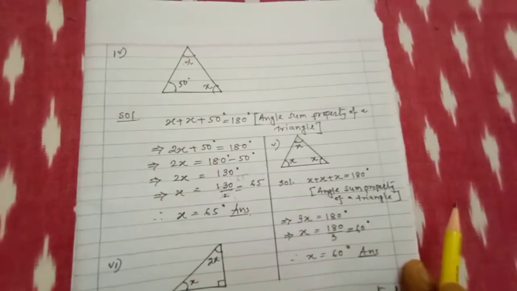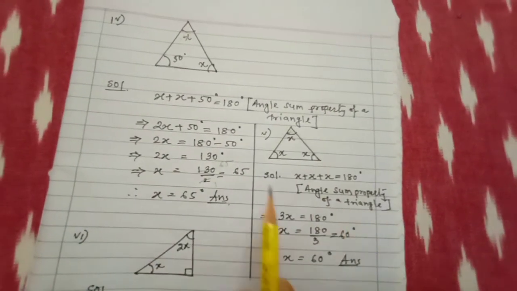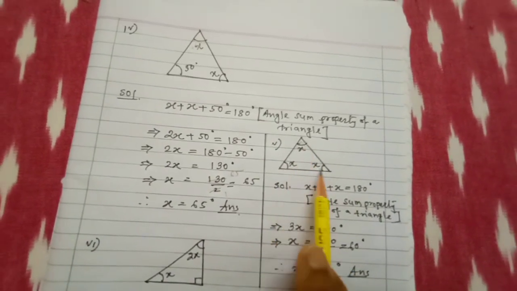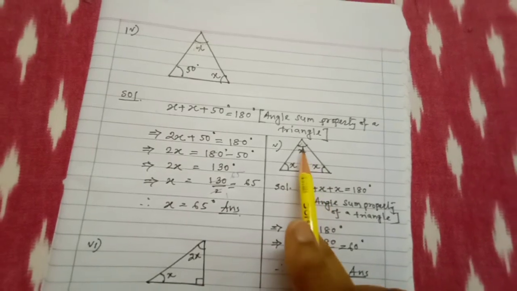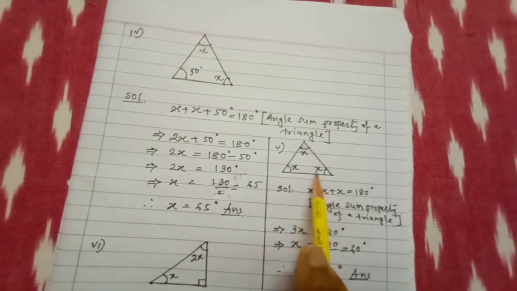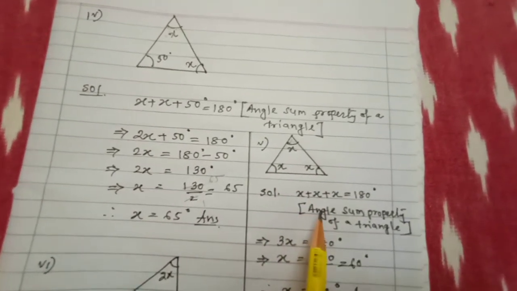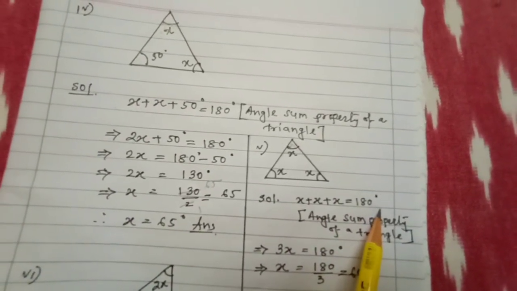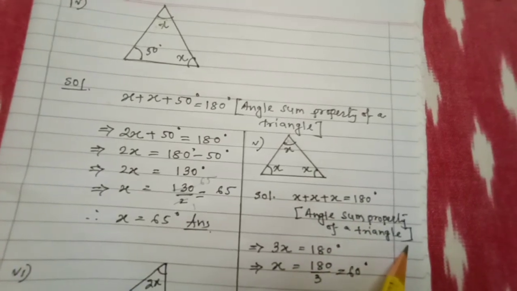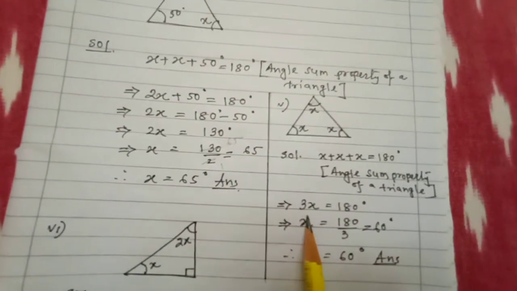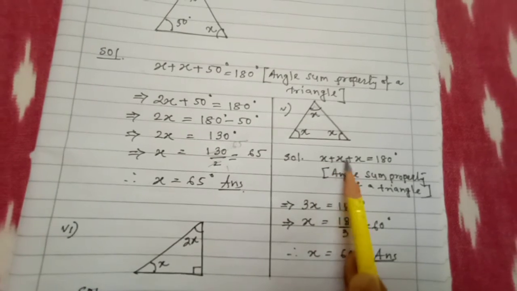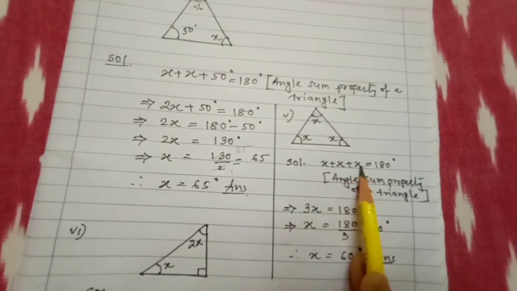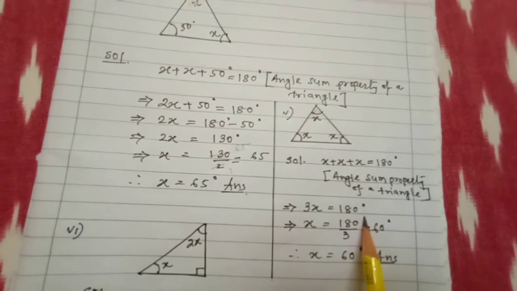Now I am doing question number 5 here. See, here all the values are given the same, x, x, x. And you know that the sum of the three angles of a triangle is 180 degrees. So what will you do? x plus x plus x is equal to 180 degrees. And you have to write the property. Then 3x is equal to 180 degrees. x plus x plus x, that is 3x. How many x are there? 1x, 2x, 3x. So 3x is equal to 180 degrees.